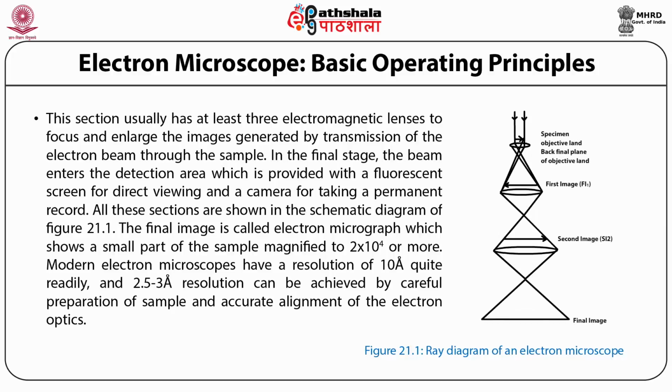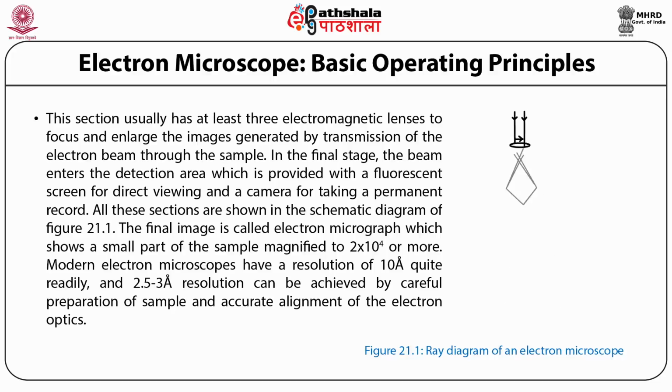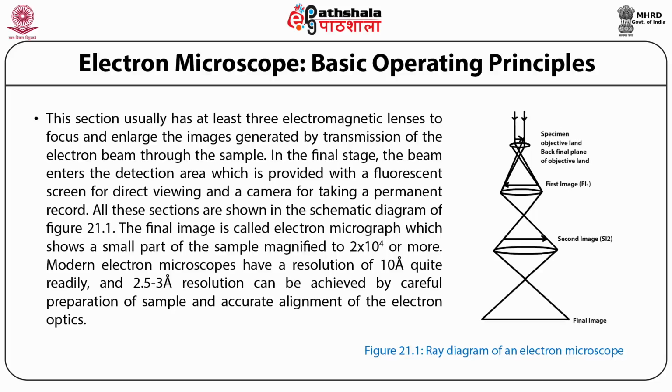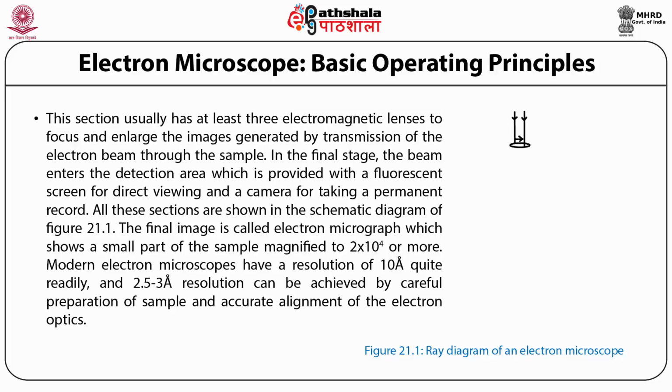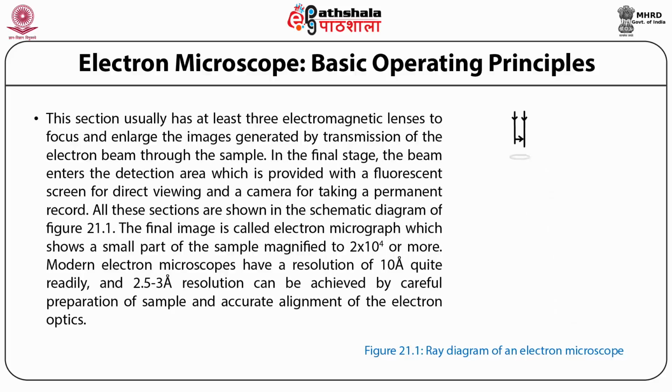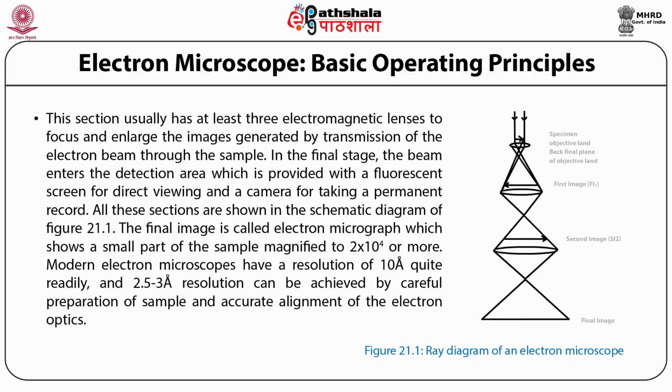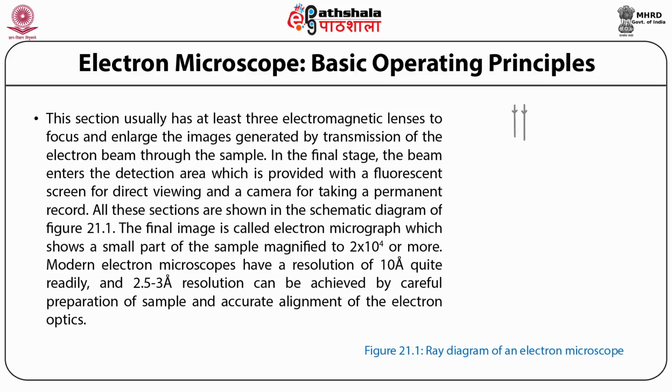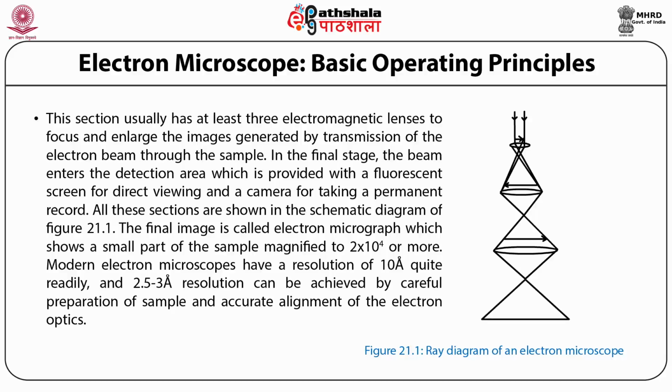In the final stage, the beam enters the detection area, which is provided with a fluorescent screen for direct viewing and a camera for taking a permanent record. All these sections are shown in the schematic diagram of figure 21.1. The final image is called an electron micrograph, which shows a small part of the sample magnified to 2 into 10 raised to power 4 or more.